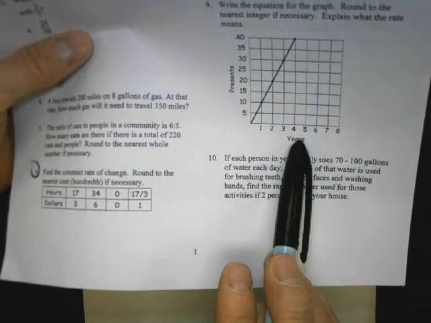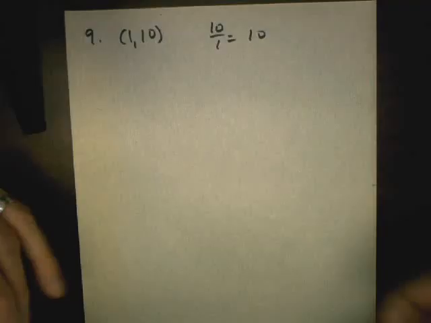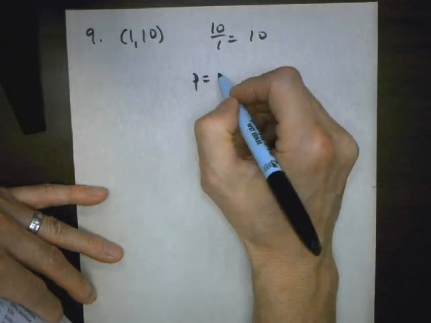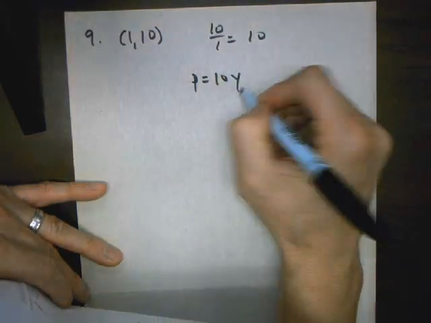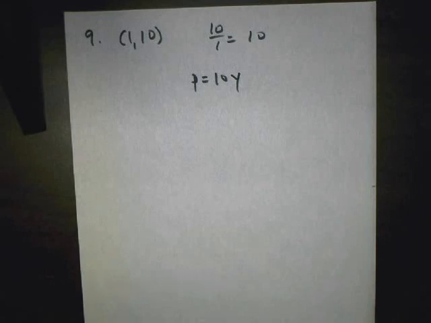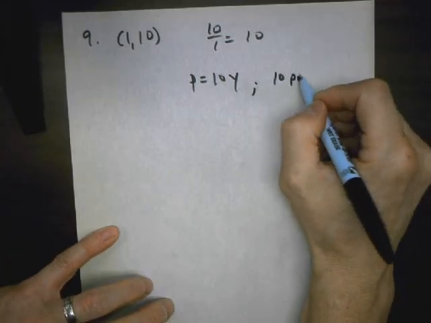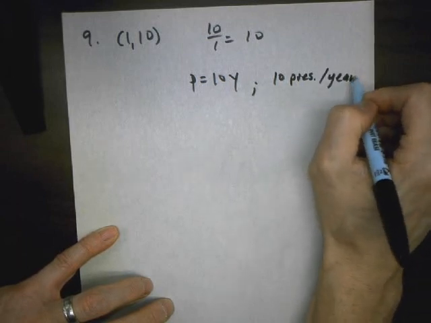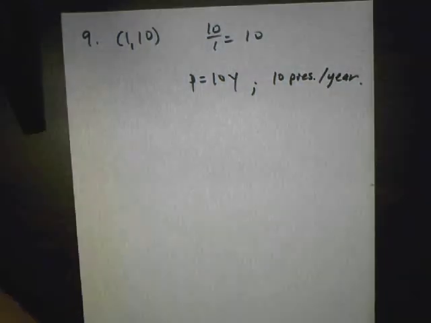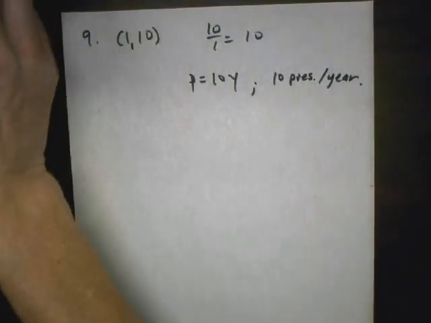y equals unit rate times x, but in this case we're going to call it p for presents. So the presents equals 10 times each year. That's how you find out the number of presents, 10 times the number of years. Okay, and what does the 10 stand for? 10 presents per year. That's what it means. Check our answer in the back, number 9. Yep, P equals 10Y and 10 presents per year.